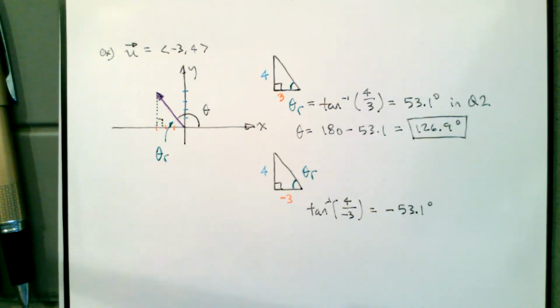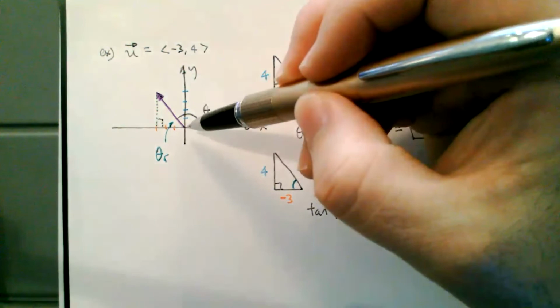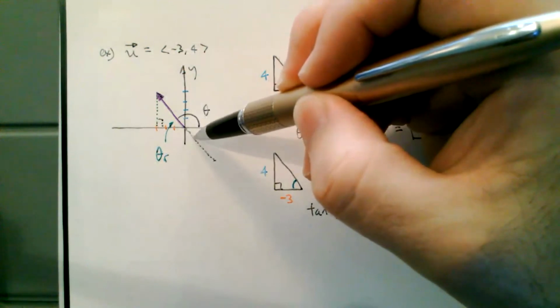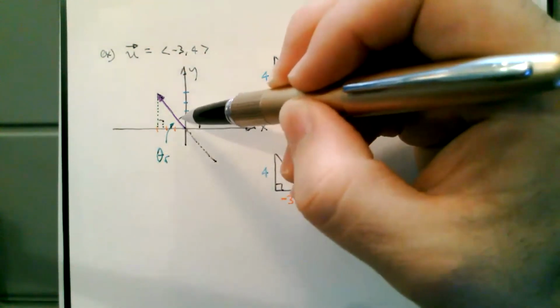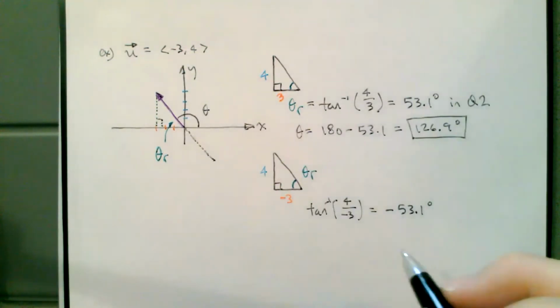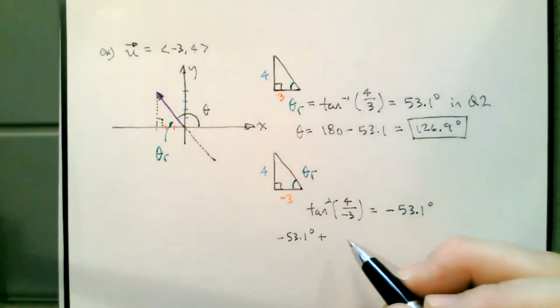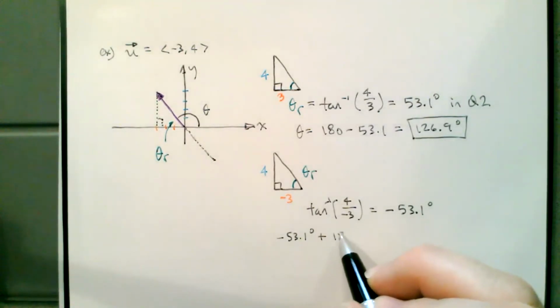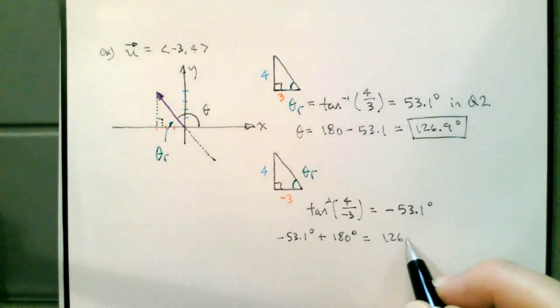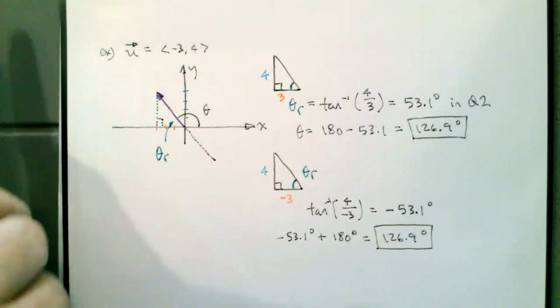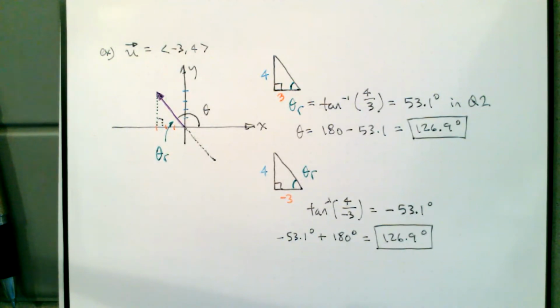So the -53.1 is going to show up in the fourth quadrant. And if we just flip it over into the second quadrant, to move an angle into the next quadrant, from the fourth to the second, we can just add 180 degrees. And check it out, it's the same calculation. So what we punch into our calculator is not as important as keeping our wits about us and knowing where our vector is supposed to be.